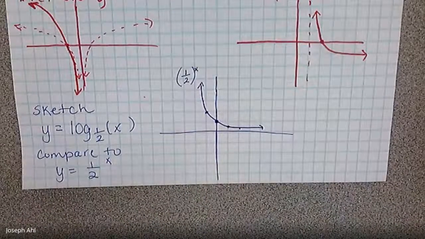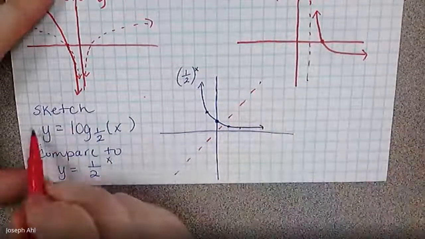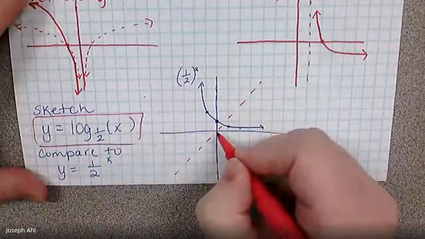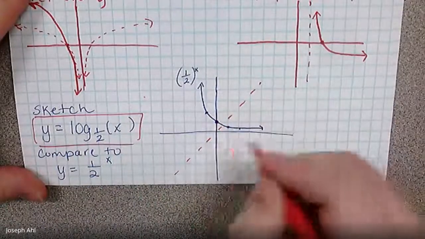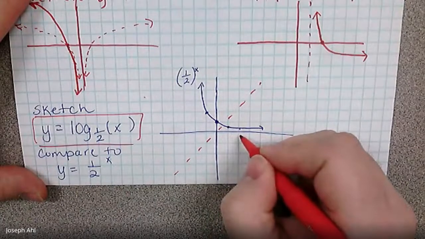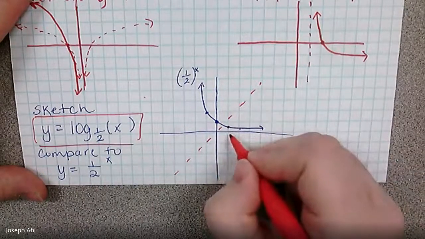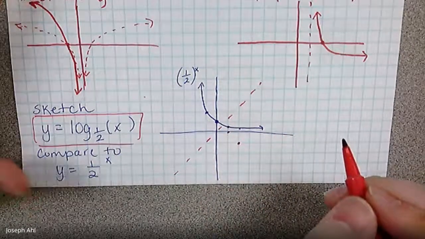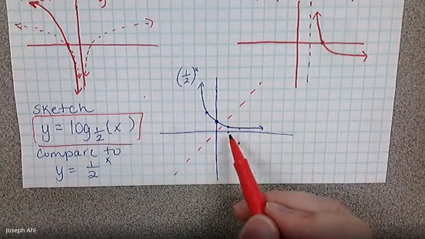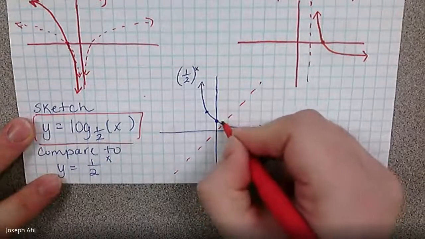So if I think about taking some of those points that I just plotted and flipping them over the line y equals x right here, what does that graph look like? I'm going to graph this in red right now. So I plotted the point -1, 2. That's going to become the point 2, -1. Okay, 0, 1 will become 1, 0. If I think about the point 1, 1/2, that's the point 1/2, 1.